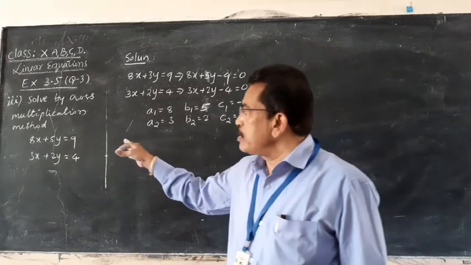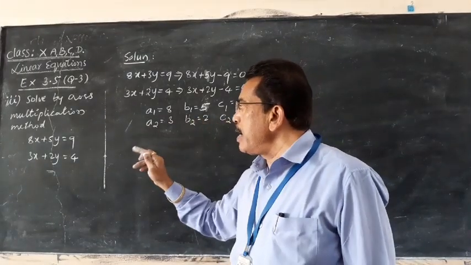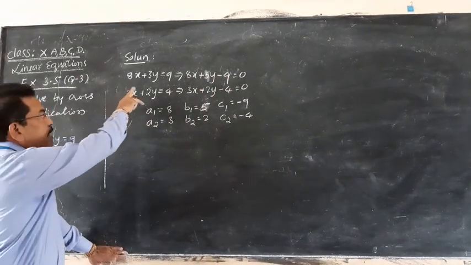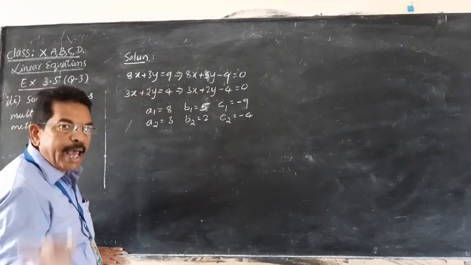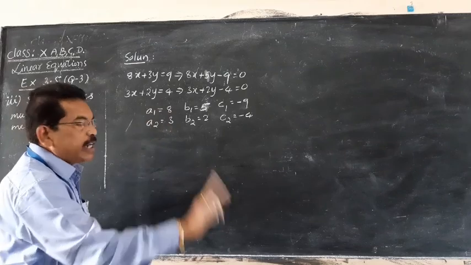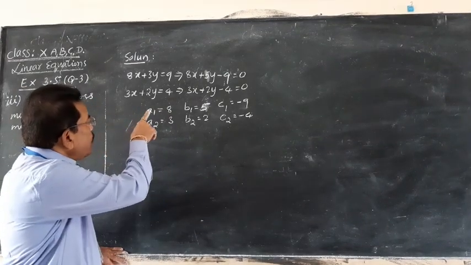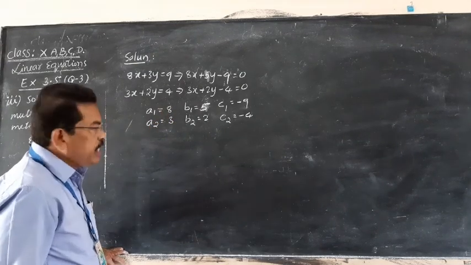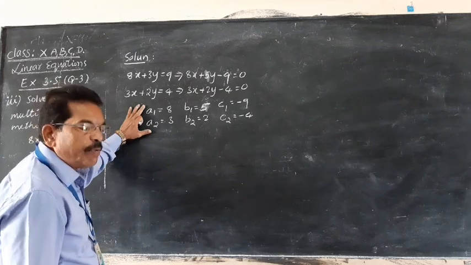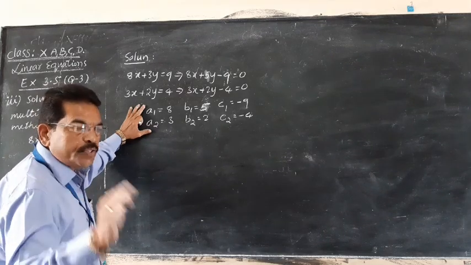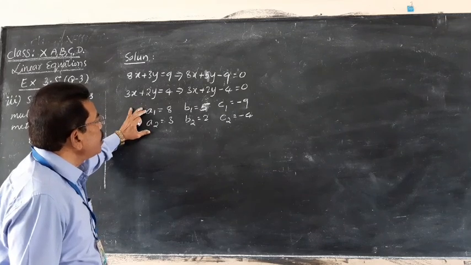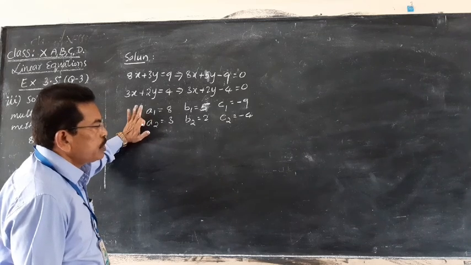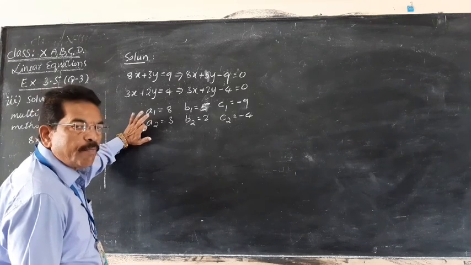See, I have written the equations. 8x plus 5y equals to 9, 3x plus 2y equals to 4. Then that has been standardized. That is 8x plus 5y minus 9 equals to 0. Then 3x plus 2y minus 4 equals to 0. Then here I have written the coefficients of the variables x and y as well as the constant terms. So a1 equals to 8, a2 equals to 3, b1 equals to 5, b2 equals to 2, c1 equals to minus 9, c2 equals to minus 4.